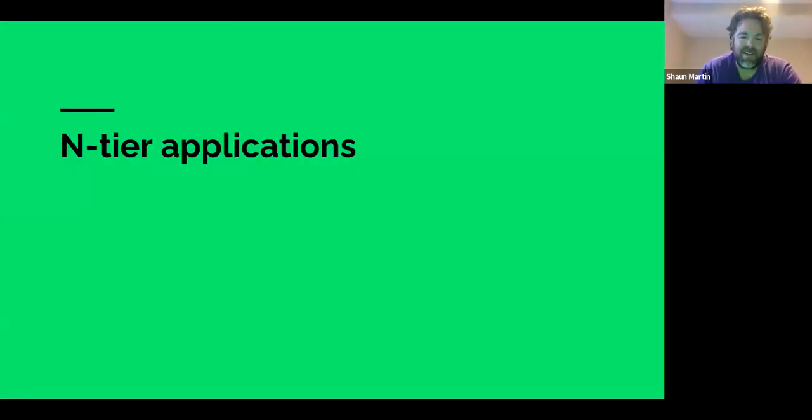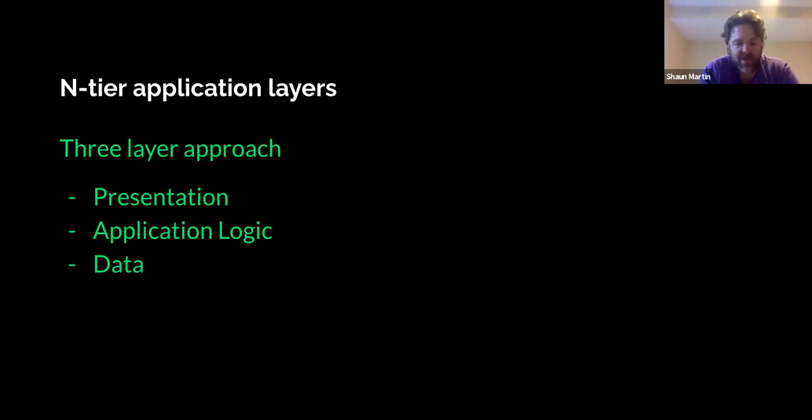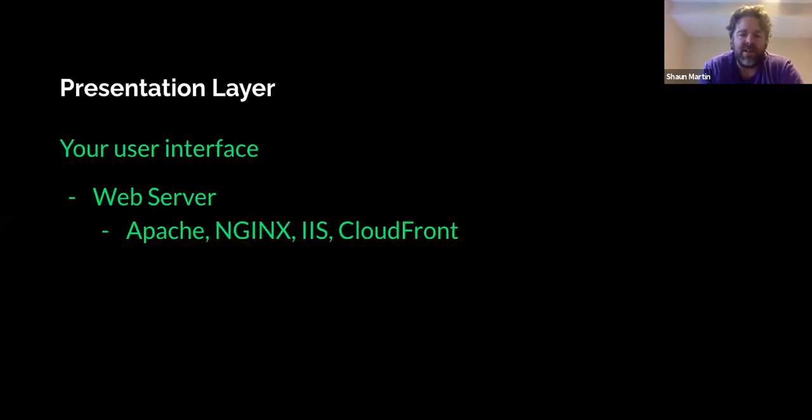So first we have n-tier applications. It's a standard 3-layer approach. We have a presentation, an application logic, also called service logic or business logic, and a data layer. The presentation layer is essentially your user interface. It's your web server. It's the thing that serves out the final content: Apache, Nginx, IIS, CloudFront.